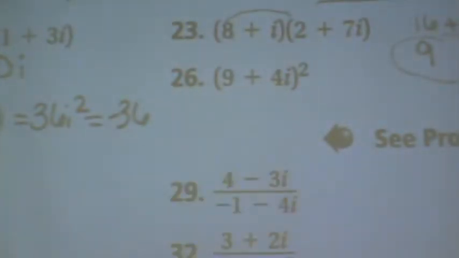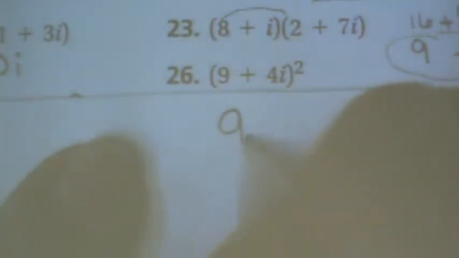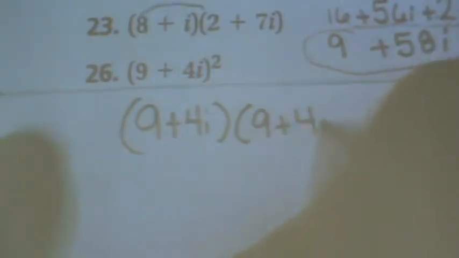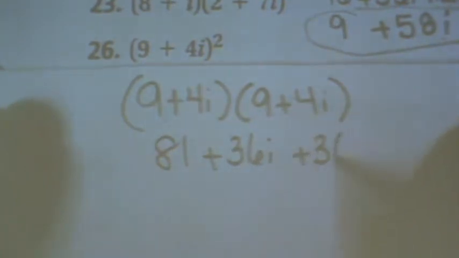And for 26, we have 9 plus 4i, quantity squared, which is 9 plus 4i times 9 plus 4i. So 9 times 9 is 81. We have a 36i and another 36i and then a 16i squared.